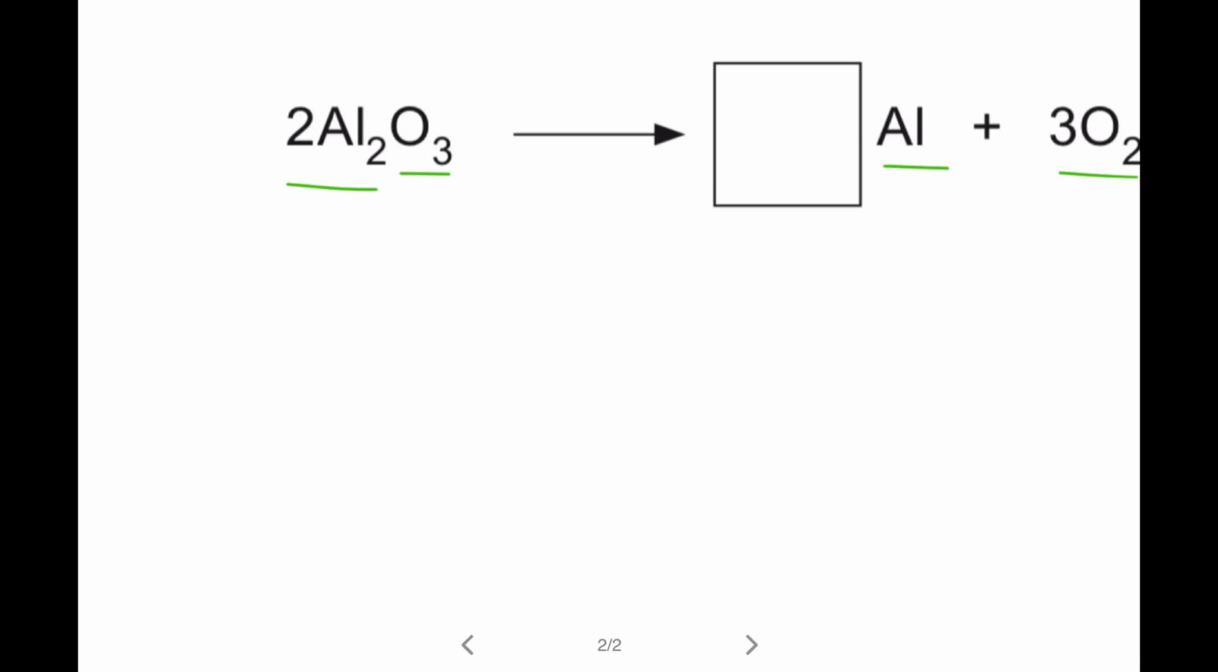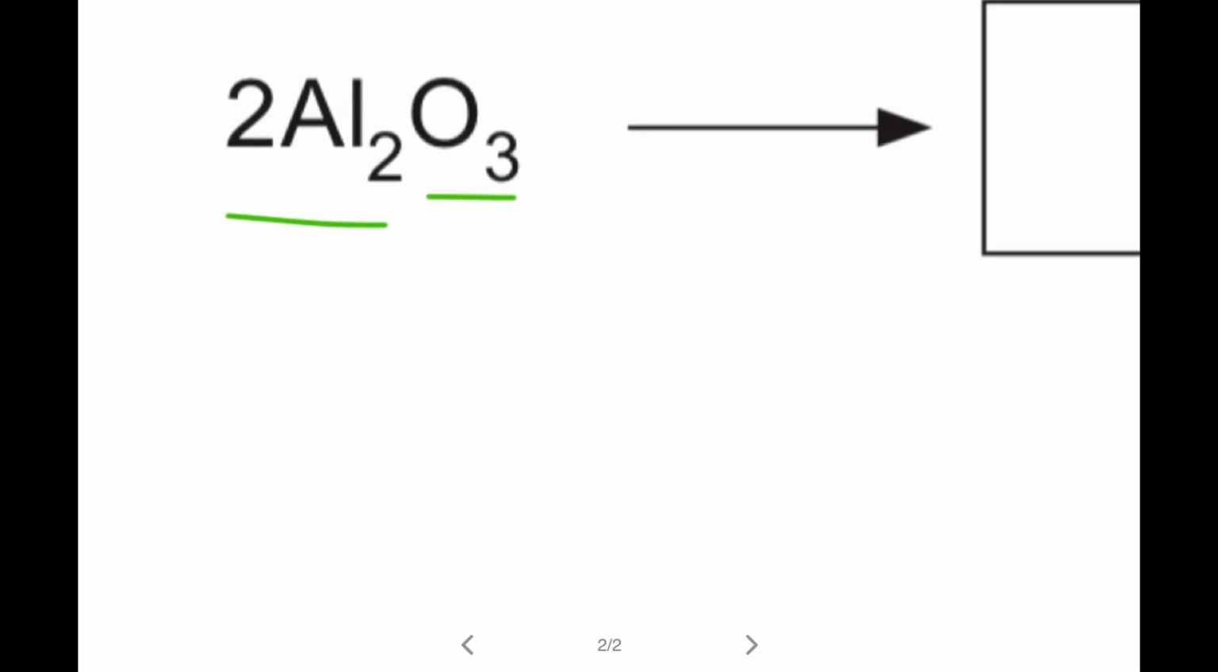there's 2 Al2O3. So this big 2 means that everything after it is times by 2, and the smaller 2 just means there's 2 aluminiums. So it would be 2 times 2, so there is 4 aluminium, and 2 times 3, so there's 6 oxygen.